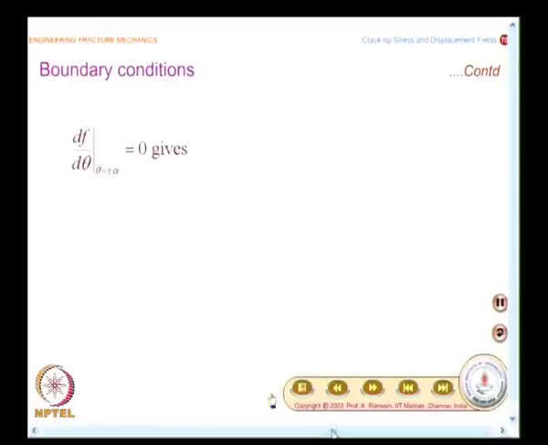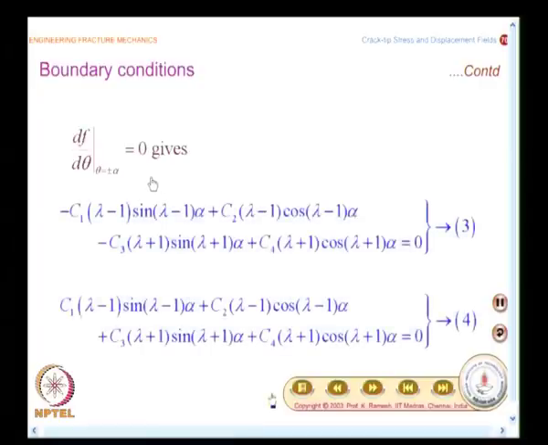And the next expression you have is, the first differential of the function f is 0 when theta equals plus or minus alpha. We have considered those faces as free. So, I have that as minus C 1 lambda minus 1 sin lambda minus 1 alpha plus C 2 lambda minus 1 cos lambda minus 1 alpha minus C 3 lambda plus 1 sin lambda plus 1 alpha plus C 4 lambda plus 1 cos lambda plus 1 alpha equal to 0.